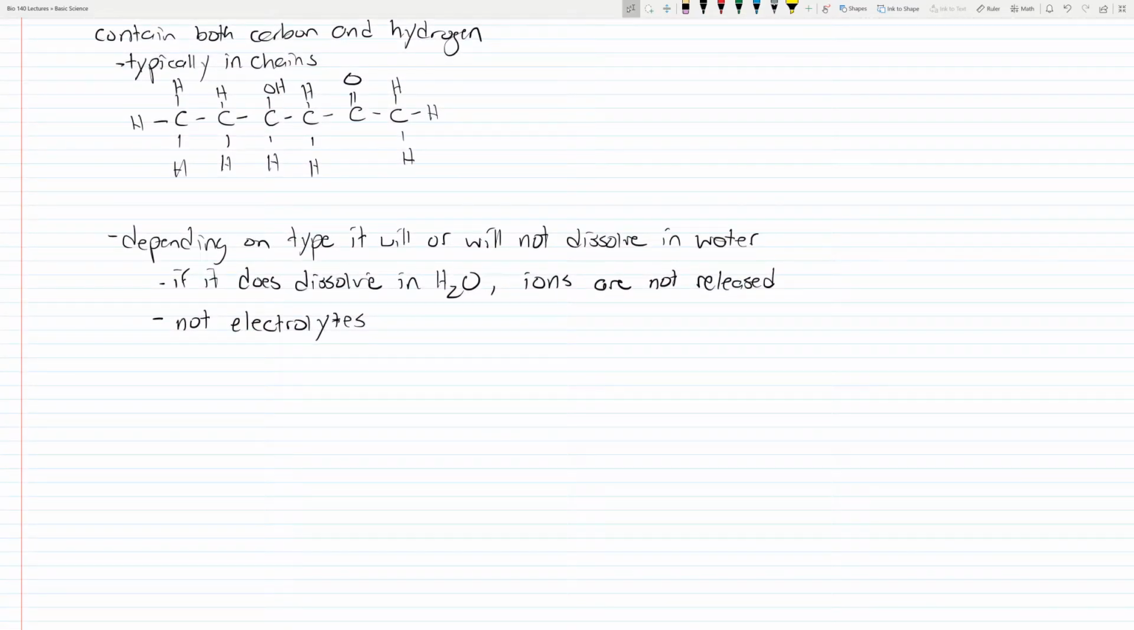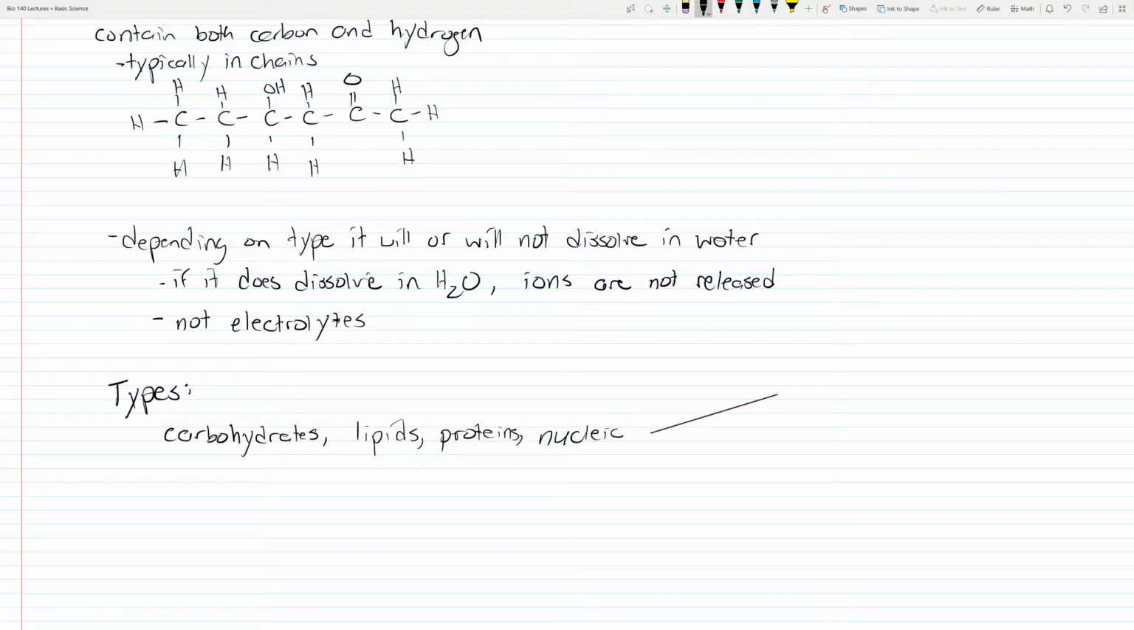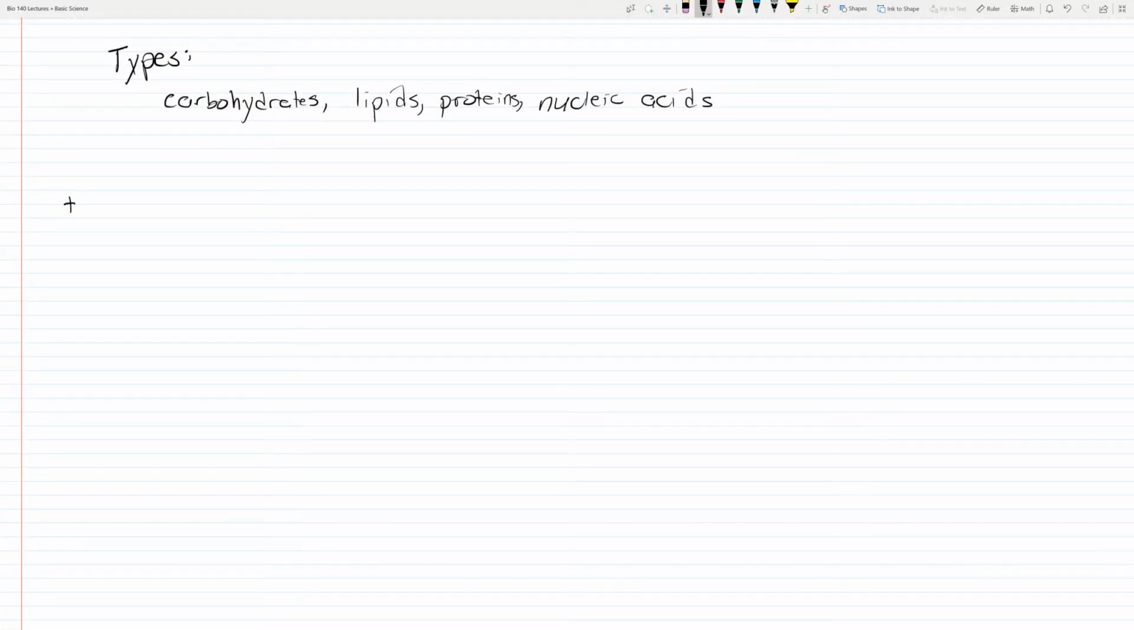The types here, I've said them before, and the ones that you need to remember because they're going to carry through the rest of your education are the carbohydrates, lipids, proteins, and nucleic acids. That's what we're looking at when we are looking at our organic molecules. So we're going to spend time just talking about carbohydrates. You all know these as our sugars.